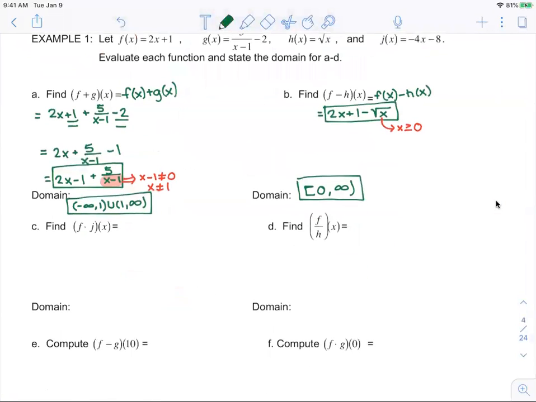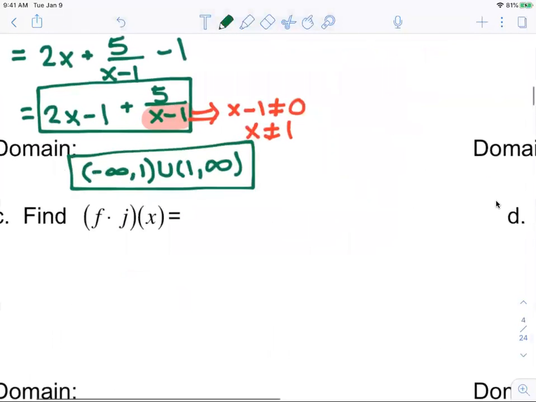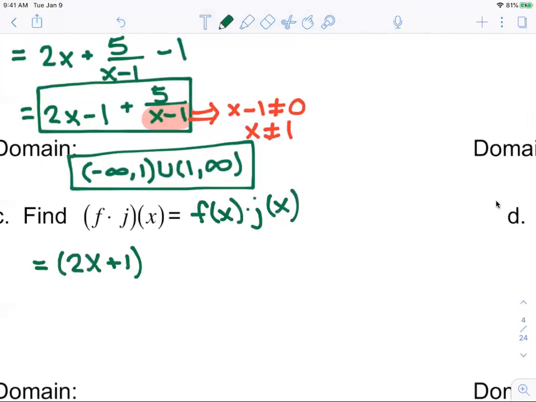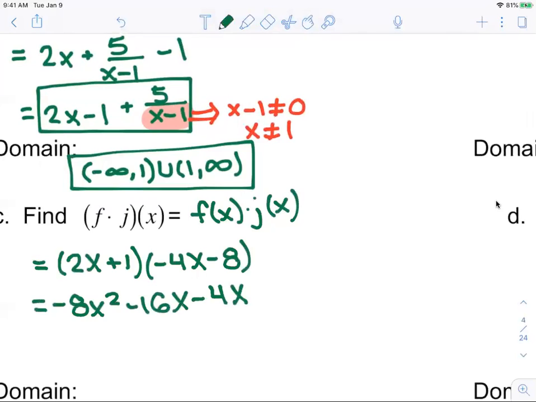Okay, the next one we're going to do is a multiplying one. So we're going to do f of x times j of x. So f of x is 2x plus 1. J of x is negative 4x minus 8. So this really just turns into an algebra 1 problem where you would have to FOIL. So 2x times negative 4x is negative 8x squared. 2x times negative 8 is negative 16x. 1 times negative 4x is negative 4x, and 1 times negative 8 is negative 8.